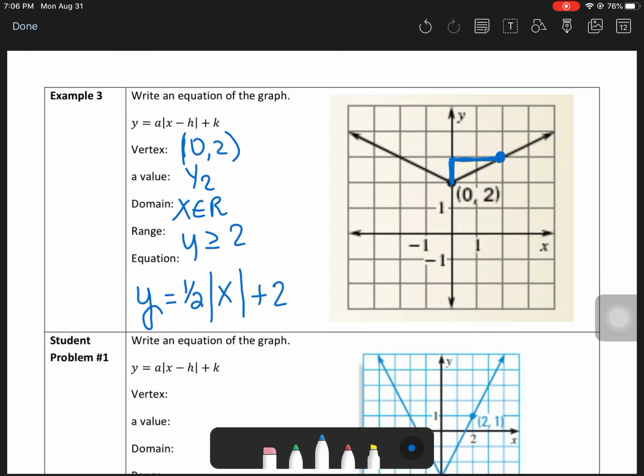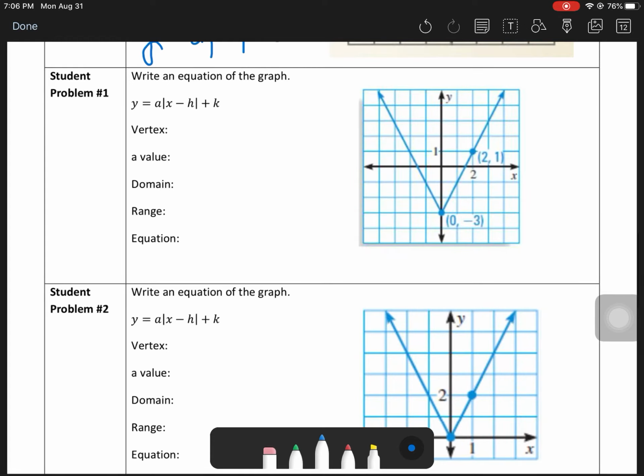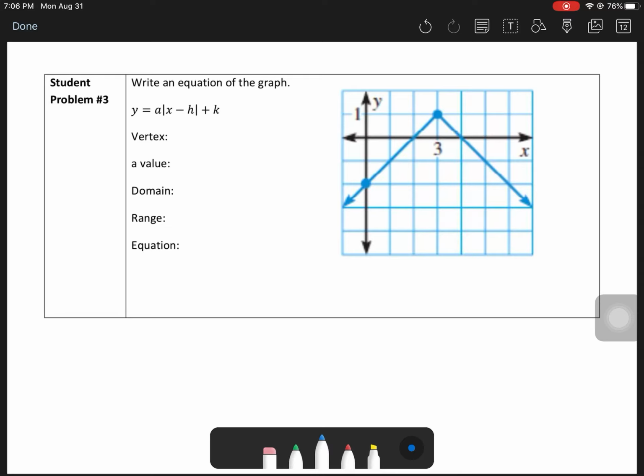Those are our examples for writing equations of absolute value functions. It is now time for you to try these 3 examples on your own, and we will go through them when we meet the next time.